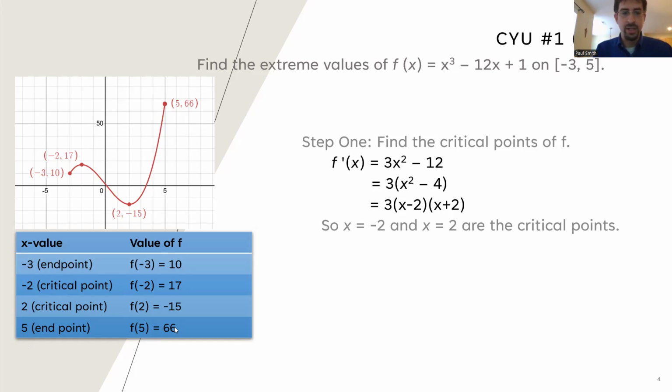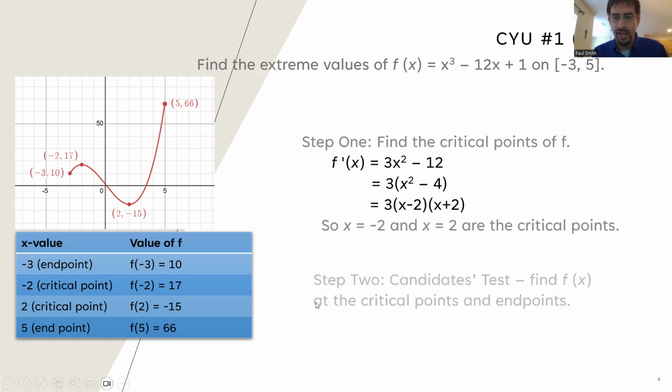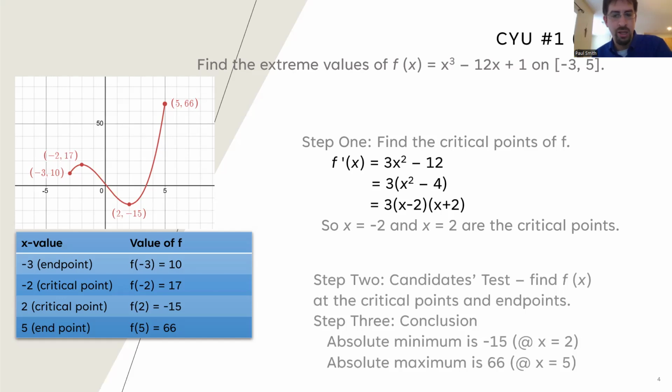Okay. So we put it all together and we say, all right, what is our max and what is our minimum value among all of the values that we have?